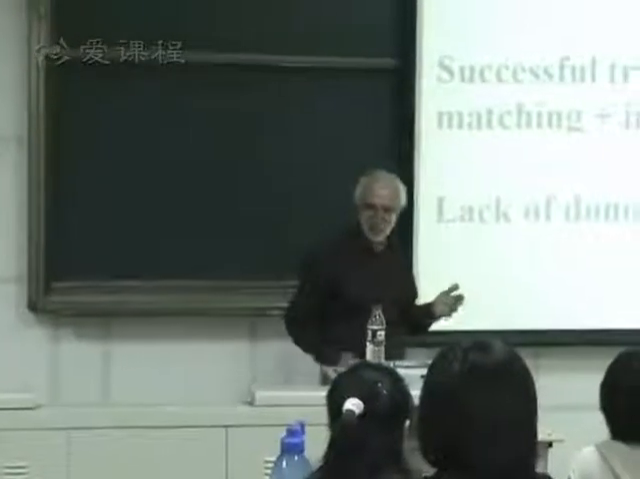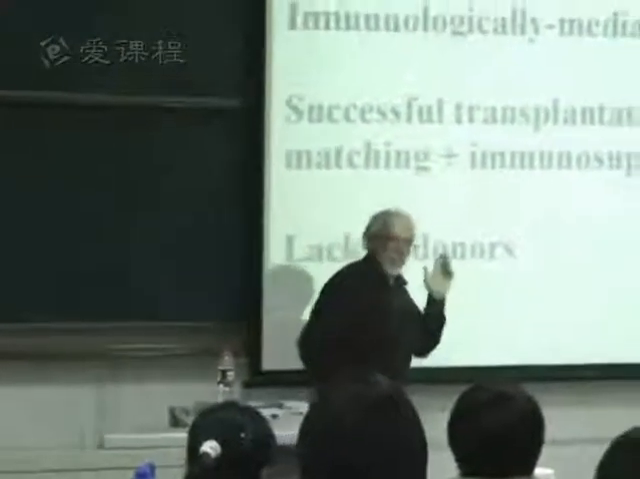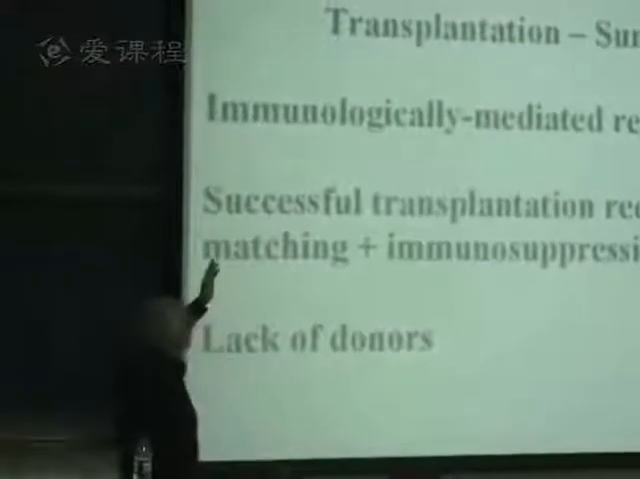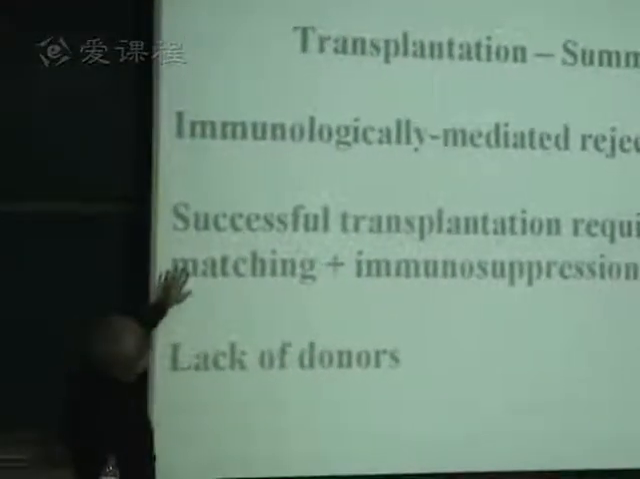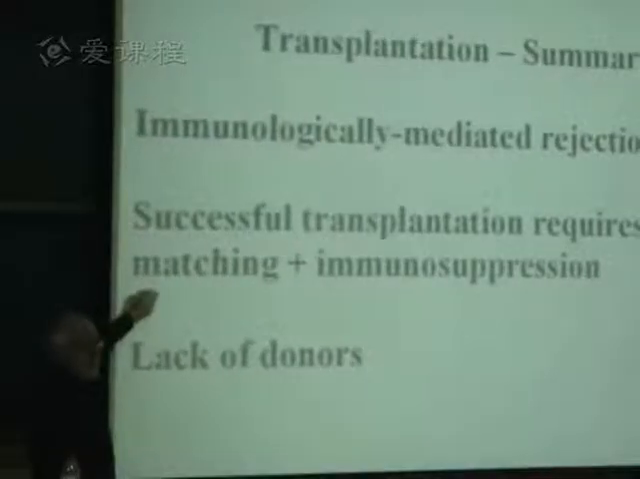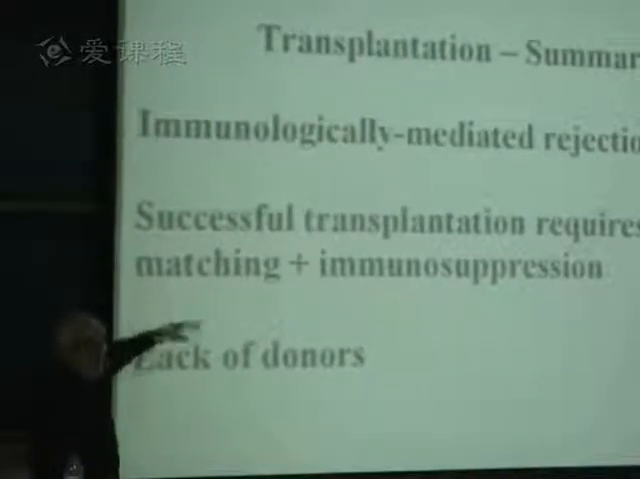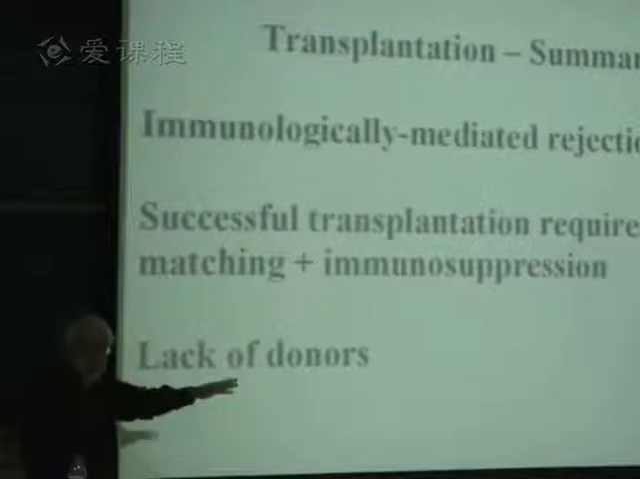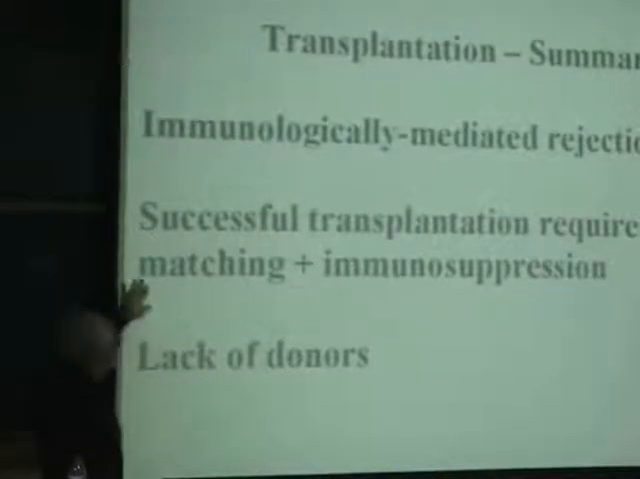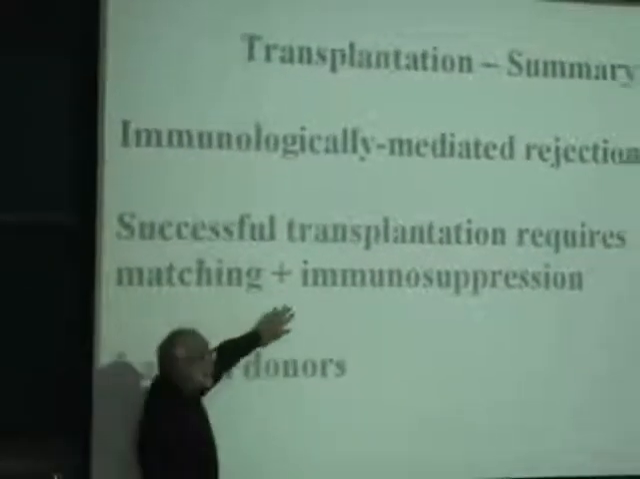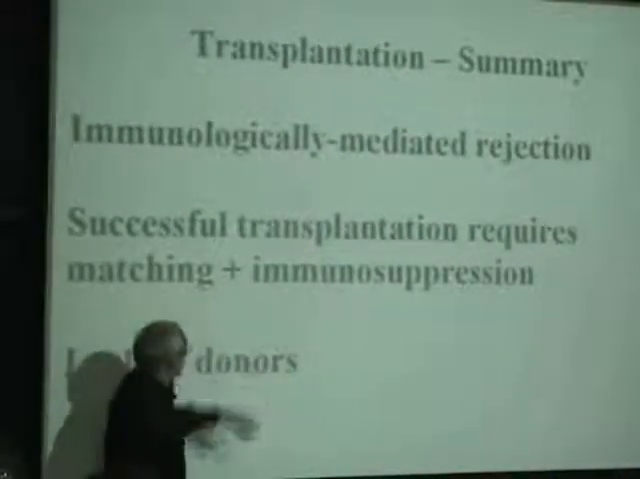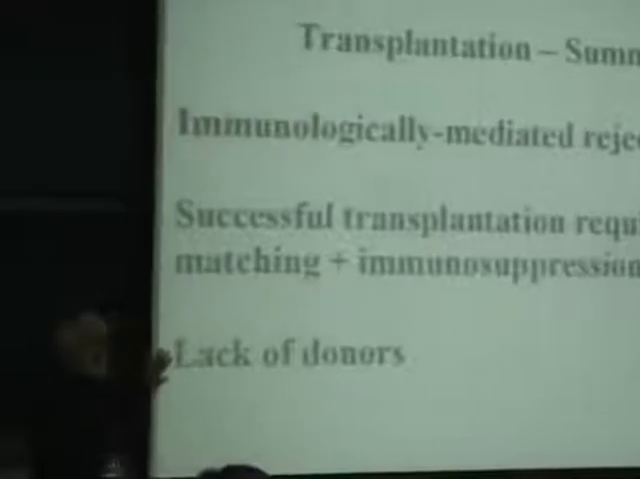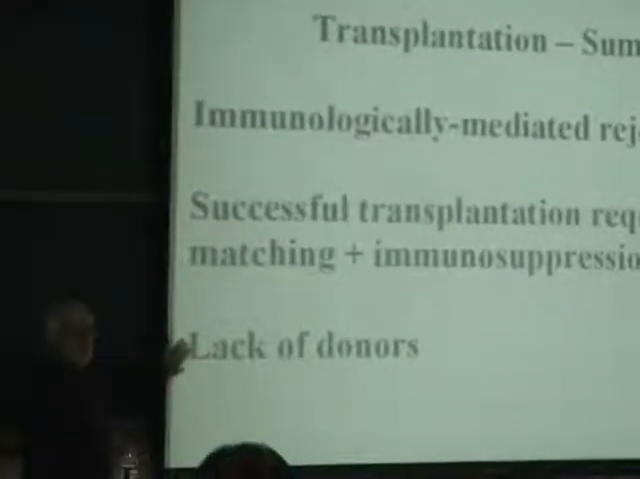So, in summary, when you transplant a tissue or organ, you get immunologically mediated rejection. Successful transplantation requires at least some degree of tissue typing, but it may not be necessary to completely match every antigen, but some degree of tissue matching is needed. And you also always, unless it's an identical twin, need immunosuppression. And the real problem now is a lack of donors.